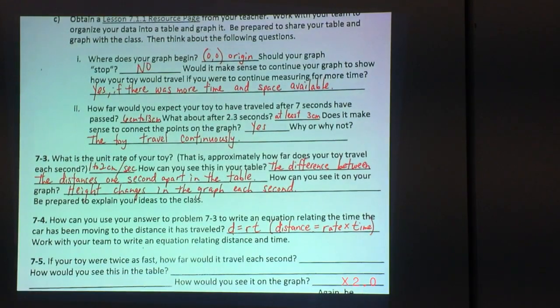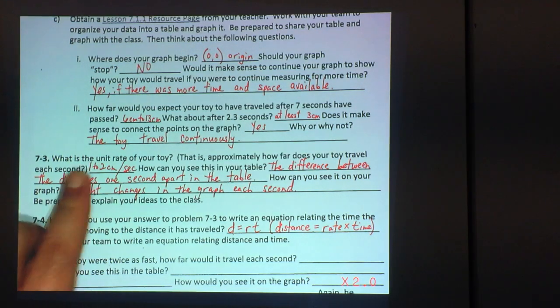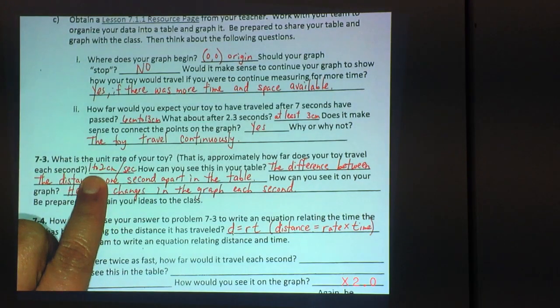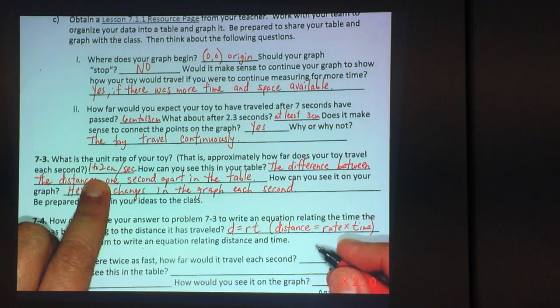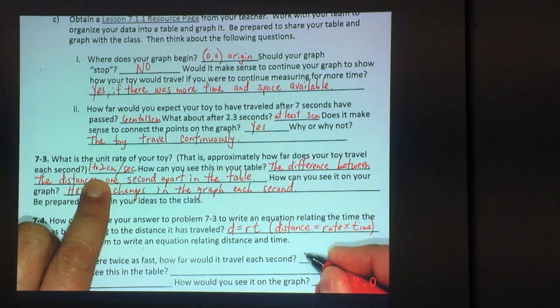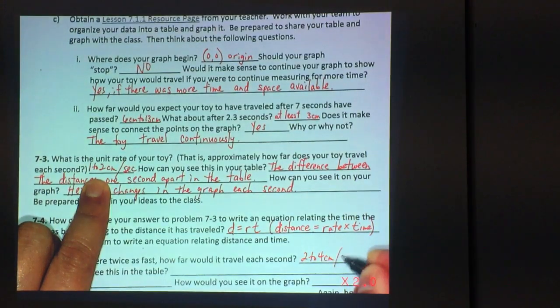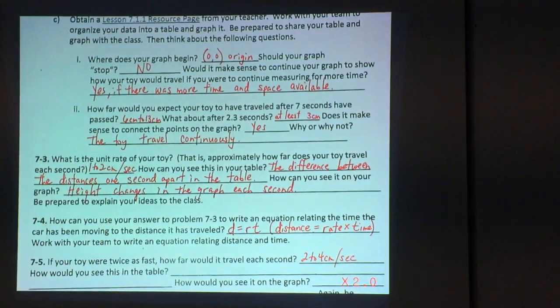If your toy were twice as fast, how fast would it travel each second? Well, we said up here that it went 1 to 2 centimeters a second. So if I doubled that, wouldn't it be 2 to 4 centimeters per second? Because what does doubling mean? It means to times by 2.